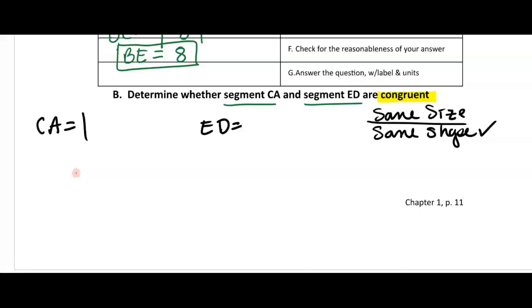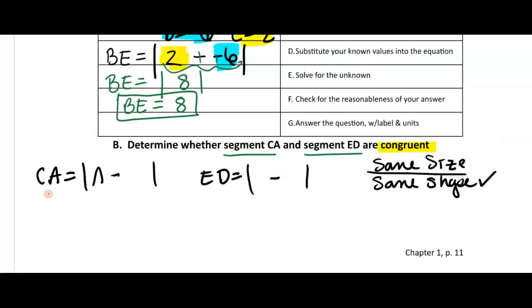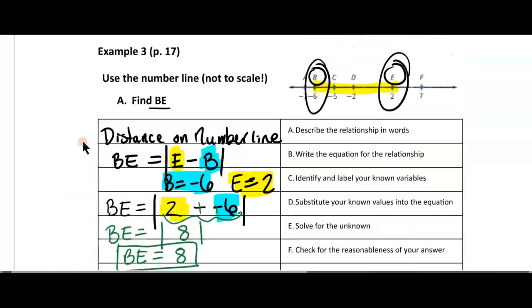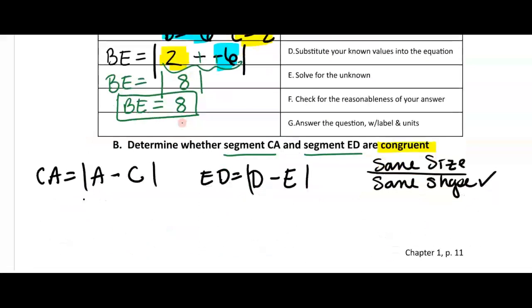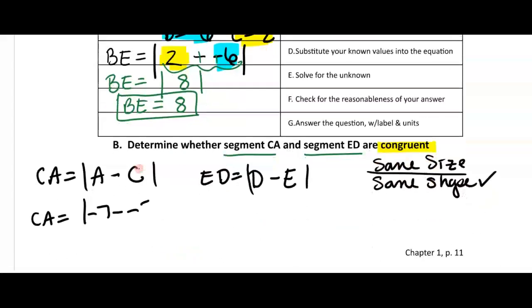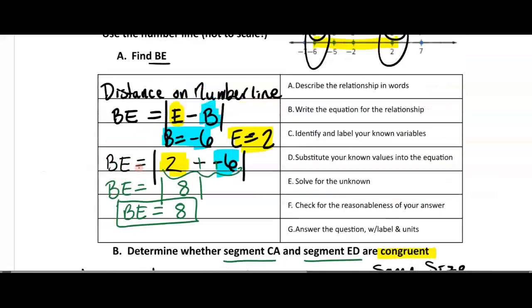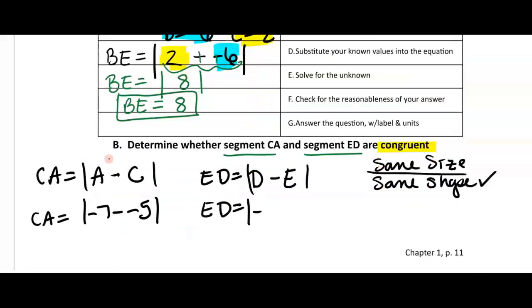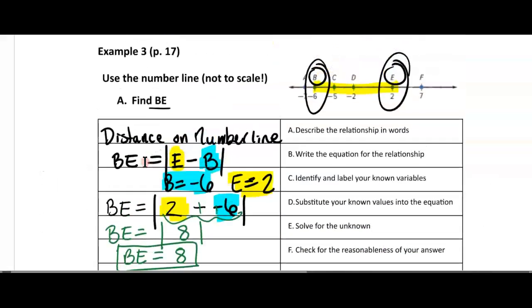So CA is going to be the absolute value of A minus C. And ED will be the absolute value of D minus E. A is -7 minus C, which is -5. Notice I'm not trying to simplify. D is -2 minus E, which is 2.